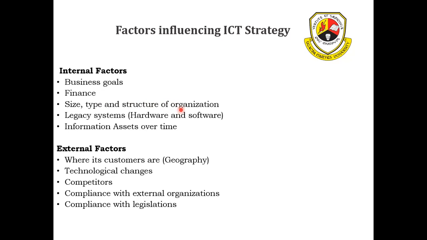Legacy systems: it's basically looking at what systems are predominantly used by your organization. There are those which are very dear to the organization maybe, and then there are those which are common to your organization. You look at those systems. Then you look at your information assets over time, your information profile. What does it look like now? What will it look like in 5 years' time?